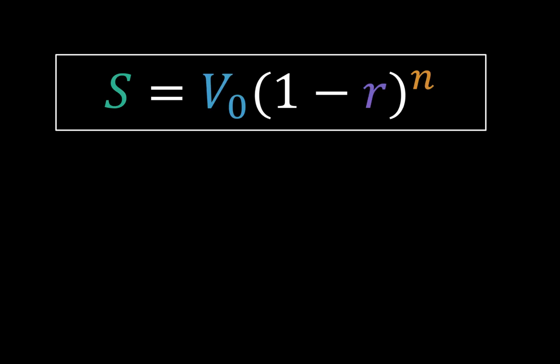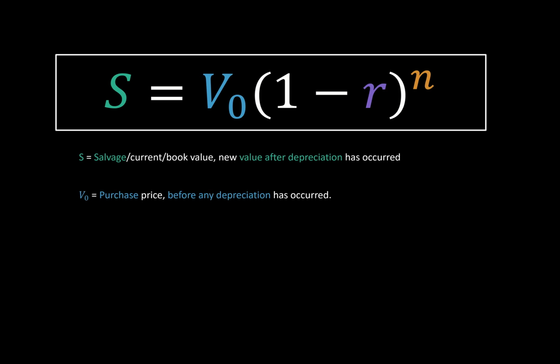So the formula we use for this is S equals V sub 0 outside of (1 minus R) to the power of N. So what each letter means here: S is the salvage or current or book value, and that just means the new value after the depreciation has occurred. So what value is left over once it's gone down in value.